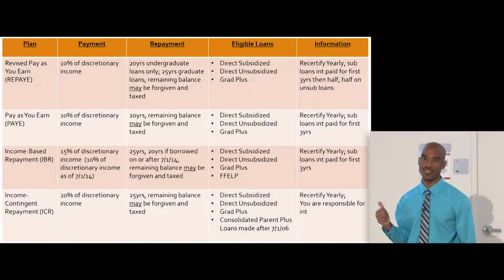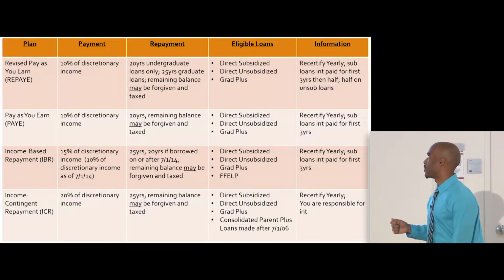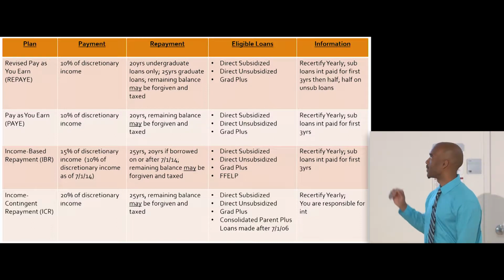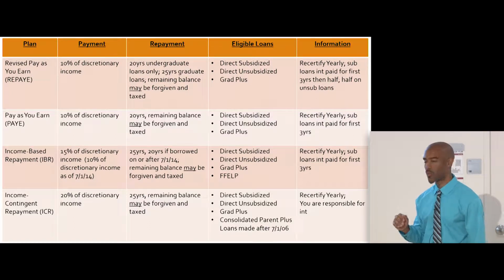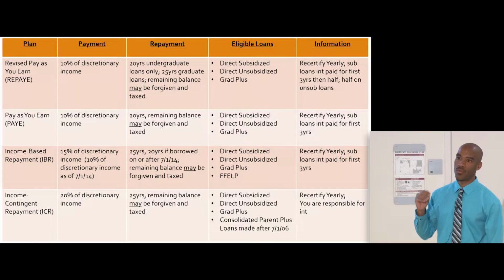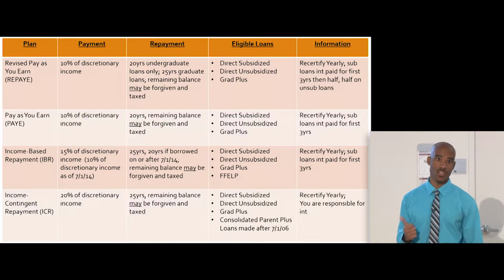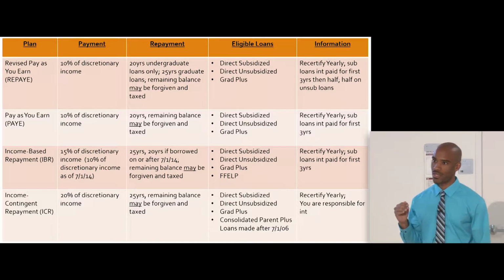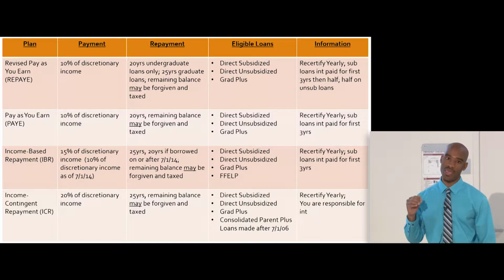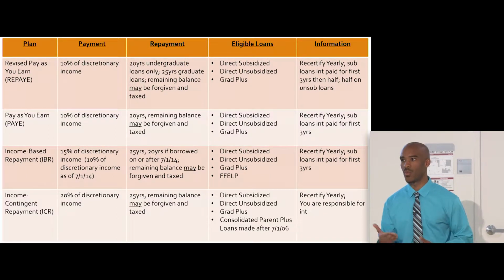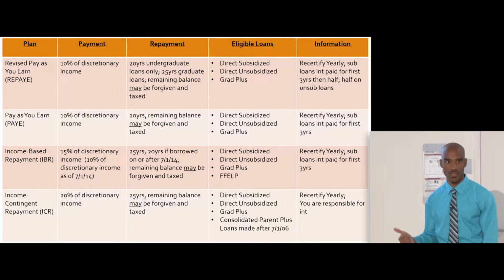All right, so these are the income-driven repayment plans. There's the REPAYE, there's the PAYE, there's the IBR, and there's the income contingent. So the first one is the Revised Pay As You Earn, or REPAYE. It is based off 10% of your discretionary income. The repayment terms are 20 years if you have undergraduate loans. If you have undergrad and grad loans, or just graduate loans, it is 25 years. After those years, the loan may be forgiven and it may be taxed. The reason I say maybe is because you never know what the Department of Education is going to do with student loans. Those are the eligible loans.